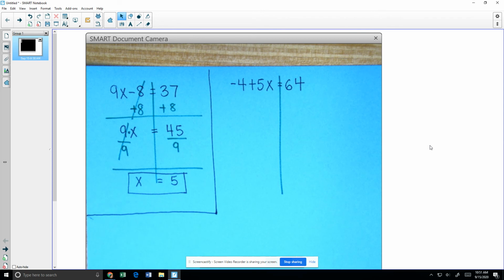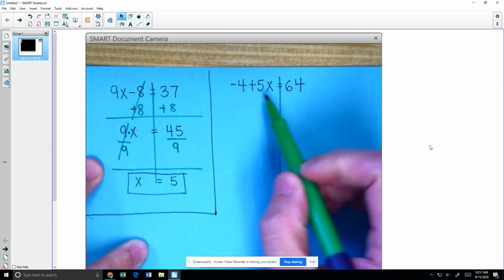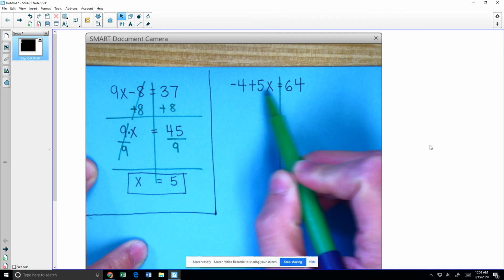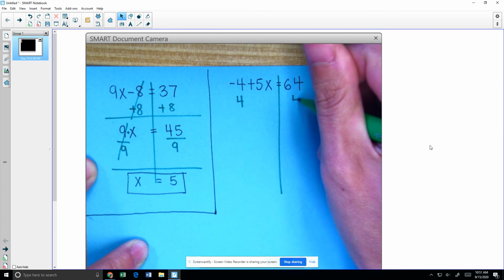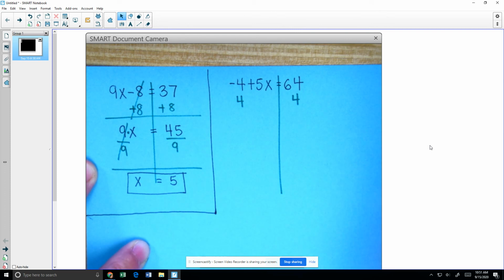Taylor says 4. Thank you. Good job, girl. Okay. You're doing the one that's not connected to the x. Negative 4 is not connected to the x, so that's what I'm dropping down. You're doing the adding and subtracting one. Okay. Look at it carefully. Add, subtract, multiply, or divide this 4, guys.